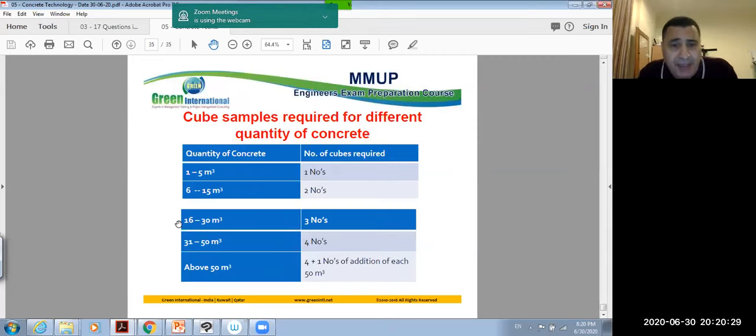Cube samples required for different quantities of concrete. If you have 1 to 5 cubic meters, we have one number. 6 to 15 is 2 numbers. 16 to 30 is 3 numbers. 31 to 50 is 4 numbers. Above 50, for each 50 we have 1. And if you have 100, that means you have 5 cubes.